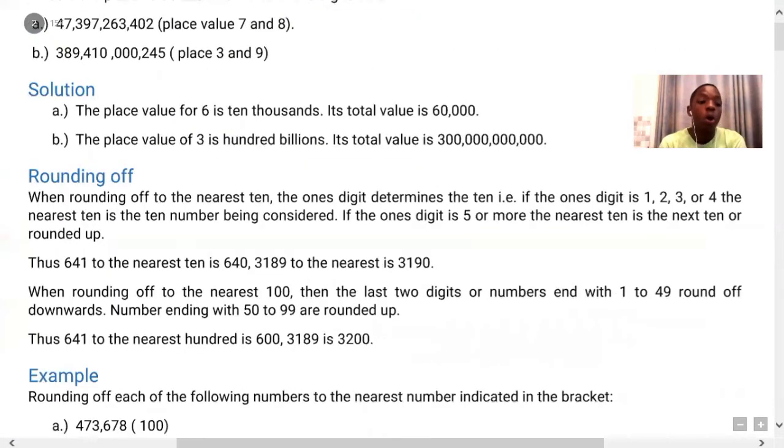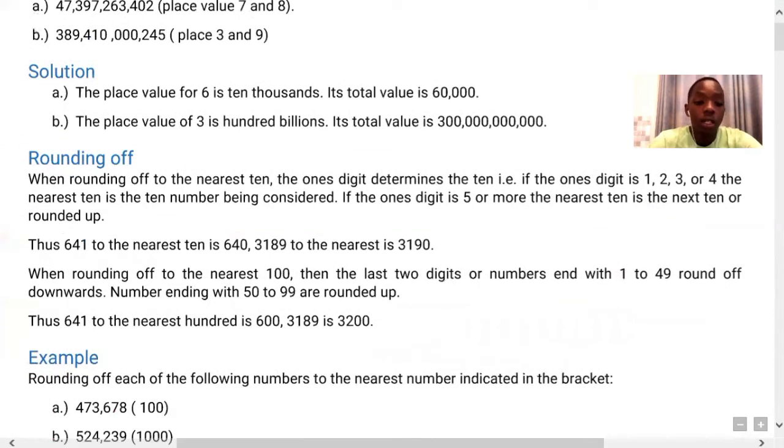Rounding off. So when rounding off to the nearest 10, let's start with rounding off to the nearest 10. The one digit determines the 10. So let me use this example. So say I round 1 to the nearest 10. Because this 1 is below 5, a digit below 5, we just make it 0. So when you round off to the nearest 10, this is 40.